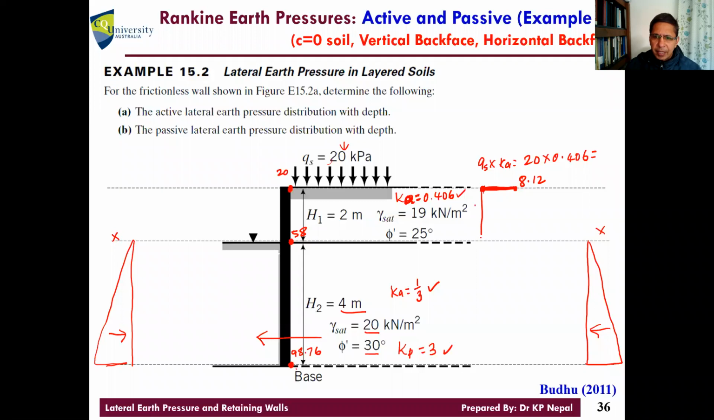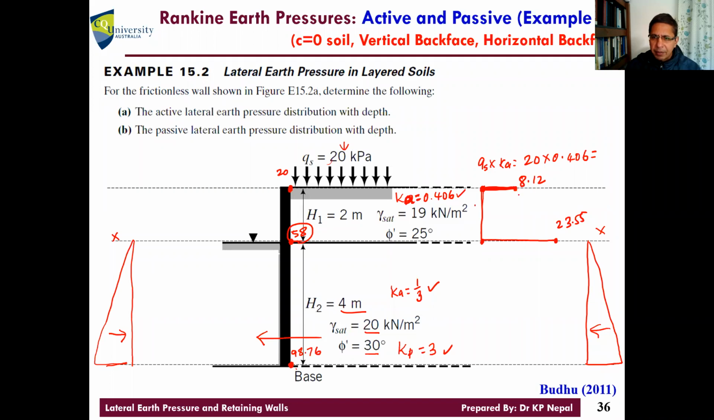So what will be here now at this particular point? Active pressure, I'm calculating all active. It's 58 is the vertical, right? Overburden now. There was no over, so that's 58 times, what is Ka value for that? 0.406, 23.55, is it? 23.55.